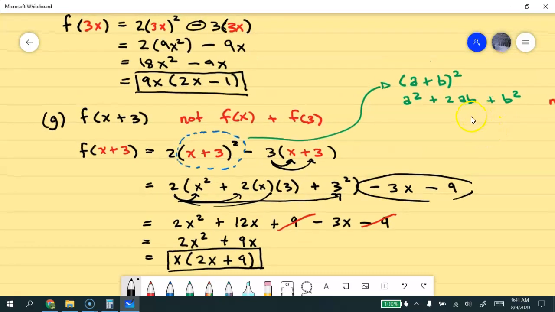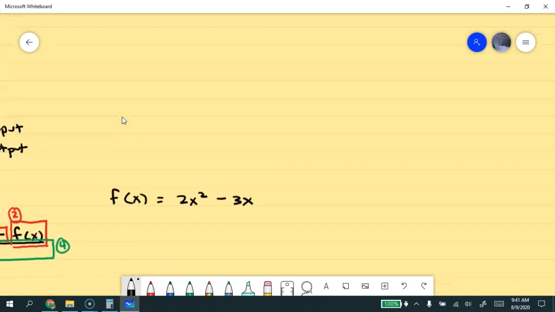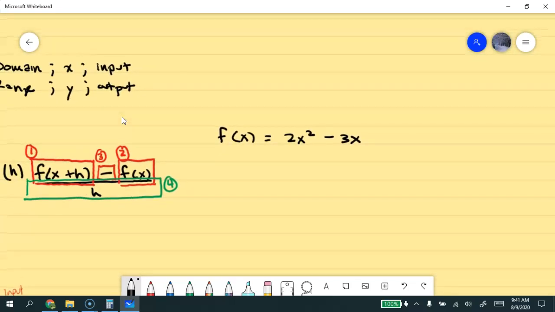Well, the same exact idea here. Now, when you're going to have x plus h, you're going to do the same exact thing, expanding this a little bit, right? So let's work with step number 1. Let's find f of x plus h.